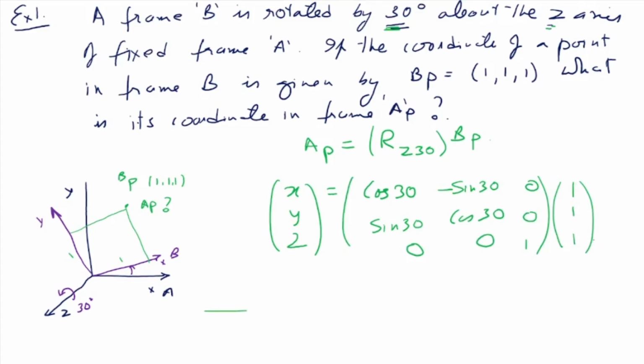Now you can put in the coordinates x, y, z is equal to cos 30 minus sine 30. You can find the values, multiply them out, and what we get is 0.366, 1.366 and 1. So this is the coordinate in frame A. This rotation matrix relates the coordinates of a point expressed in a rotated system to that of the reference system. So if there is any rotation between frames, you can always come back to the reference frame. If the coordinate is given in the rotated frame, you can come back to the reference frame.